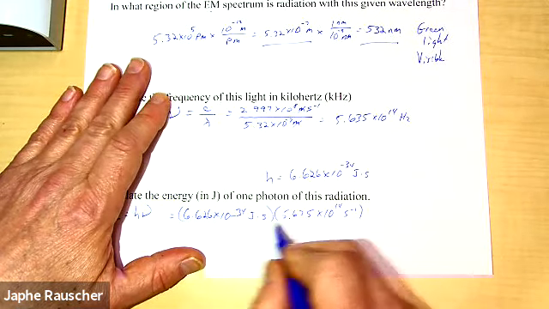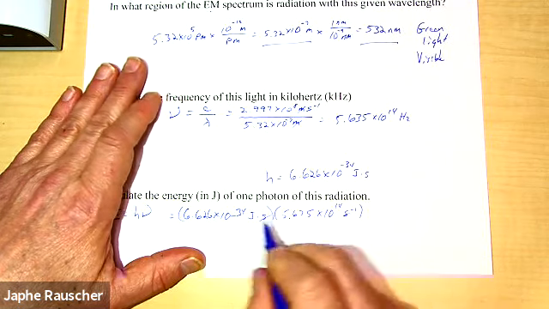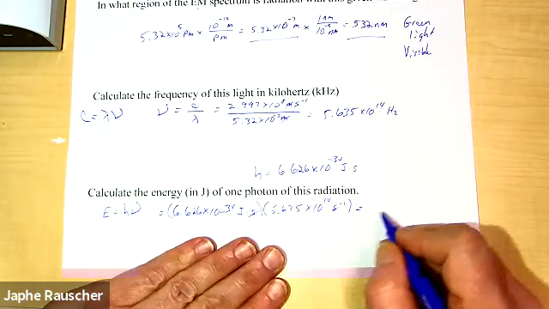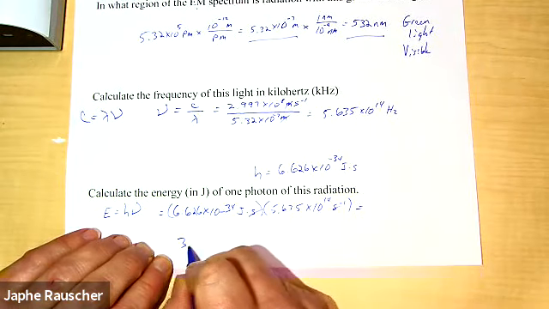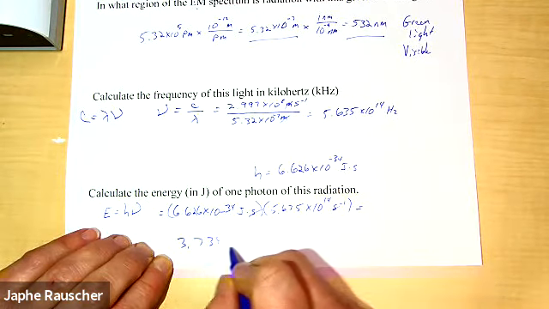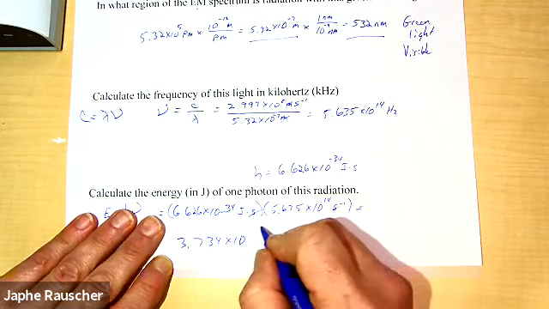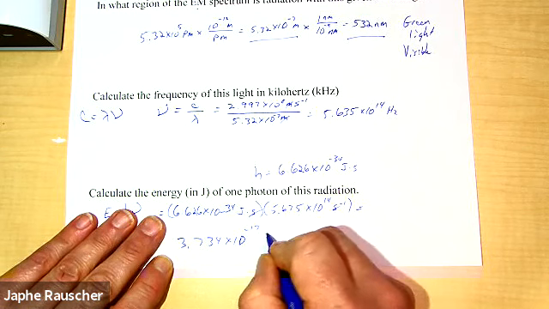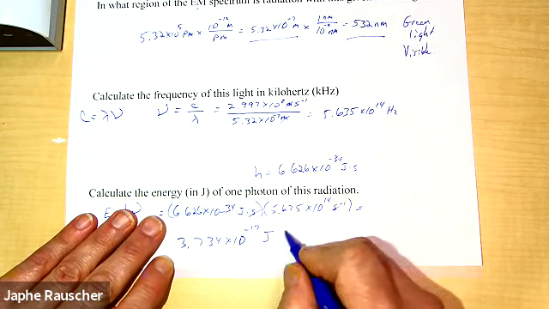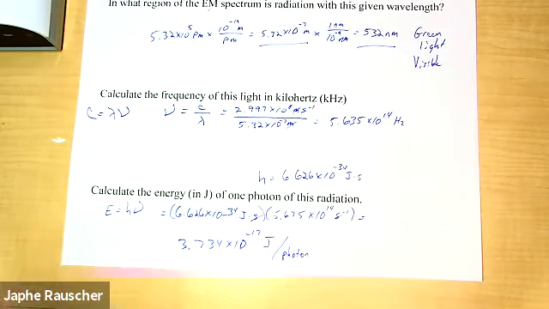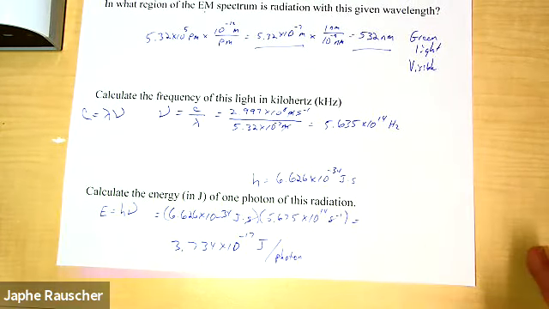Now, seconds to the negative 1 cancels with seconds, and we're going to be left in a unit of joules. The answer to this is actually 3.734 times 10 to the negative 17 joules. And that's per photon. Okay? Hope that helps.